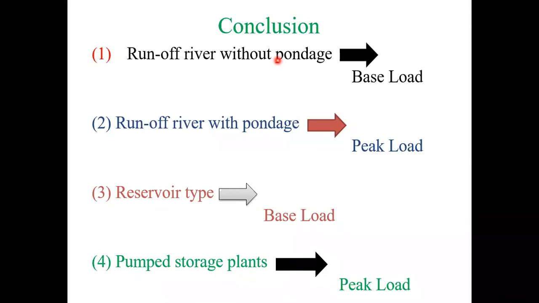So in order to increase the efficiency, what we will do is we'll have some storage facility, which we can call a pondage. So when you have the pondage, we can increase the efficiency, meaning we can control the flow of water. Similarly, we can control the power generation. So this type of power plant is used to meet the peak load.